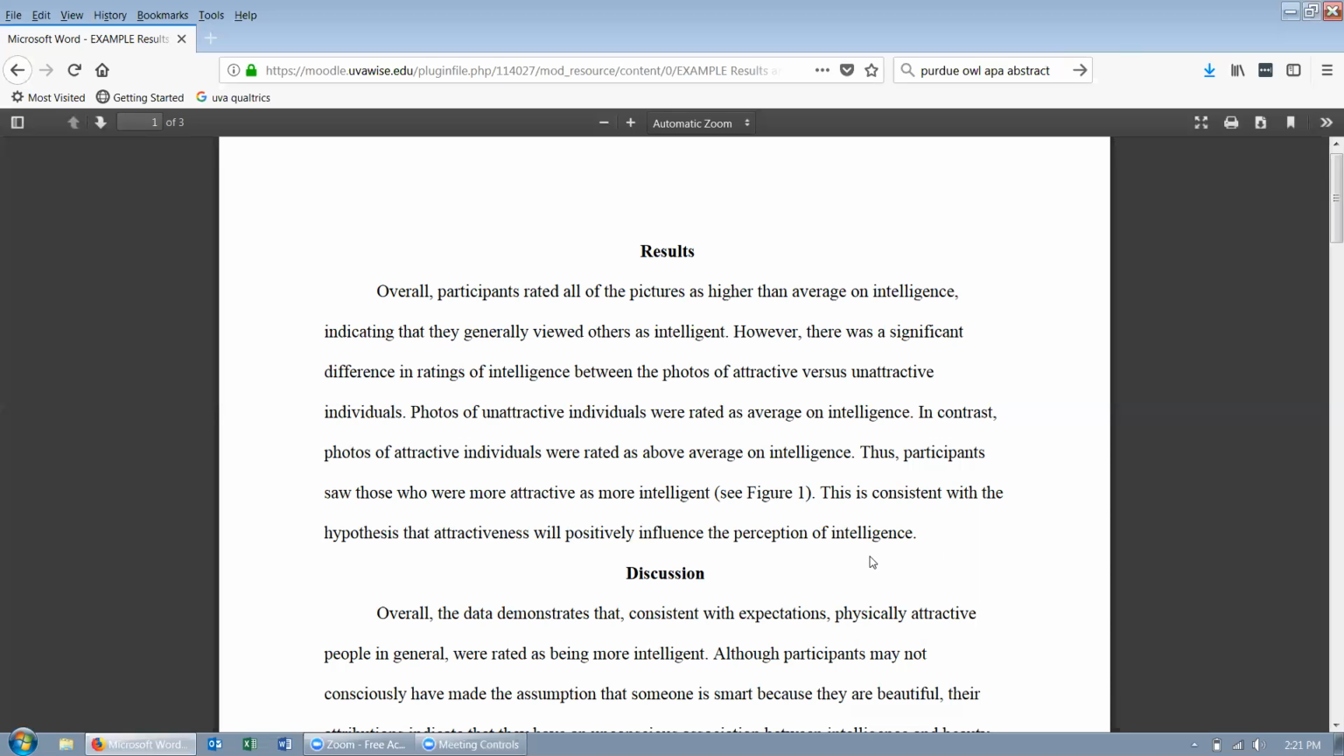I have posted this example on Moodle, and again, this is an example of an experimental design. If you proposed a correlational design, then you should be able to generalize and describe what I mentioned before.